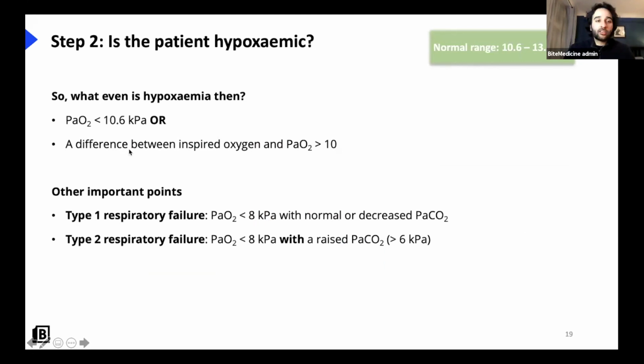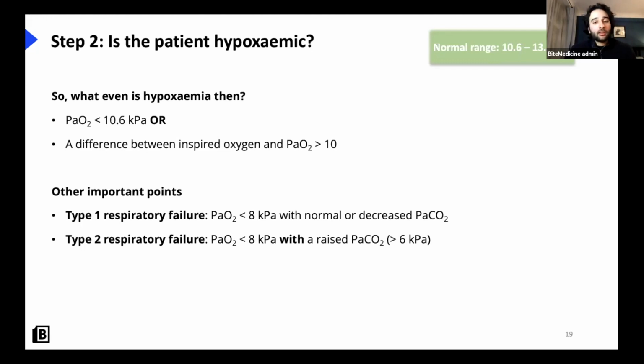So although you might be normal in some circumstances on room air, it's not necessarily normal with supplemental oxygen. Other key points is how we define respiratory failure. Well, type 1 respiratory failure is a PaO2 of less than 8 kilopascals with a normal or decreased PaCO2, whereas type 2 respiratory failure is the same PaO2 of less than 8 kilopascals with a raised PaCO2.